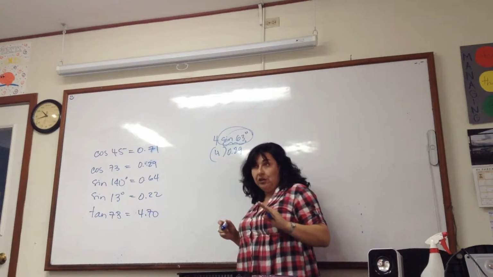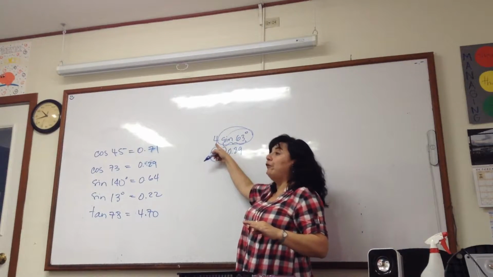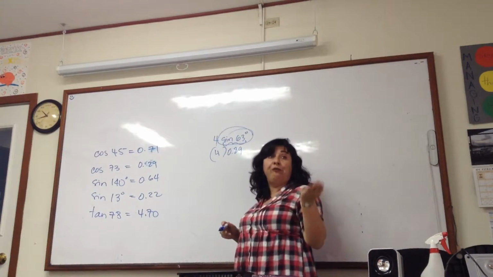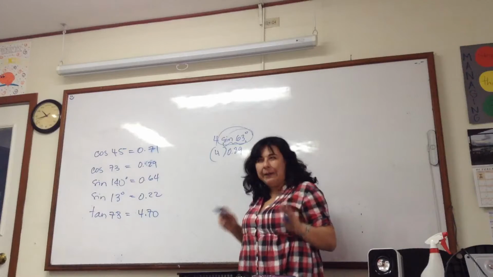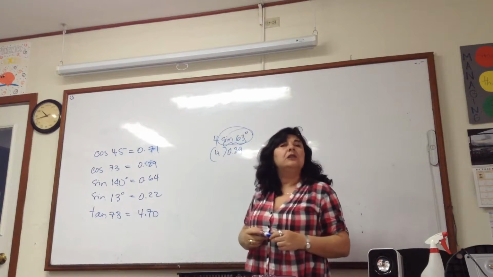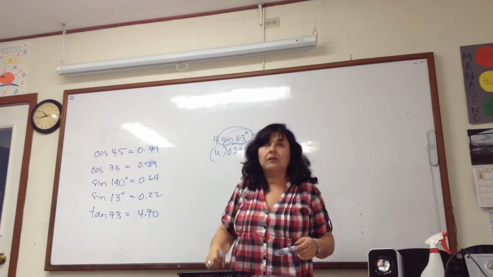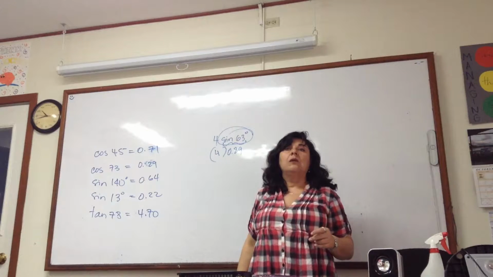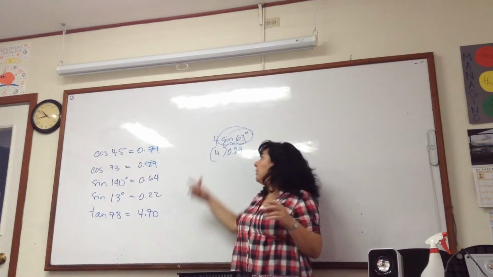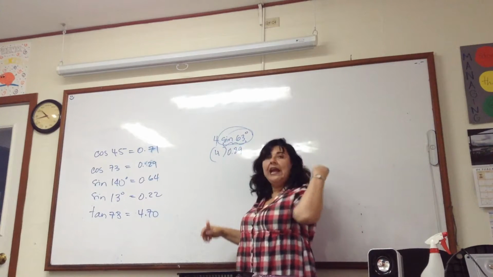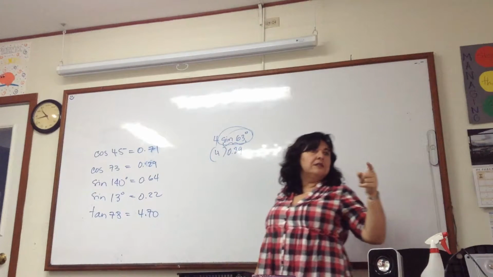Is that understood? So if you have a 4 before it, it means you're multiplying the 4 times the number that this ratio represents. And then we multiply that times 4, or we leave it like that. The advantage of having a calculator is that you can write 4 sine of 63 and get an exact number.